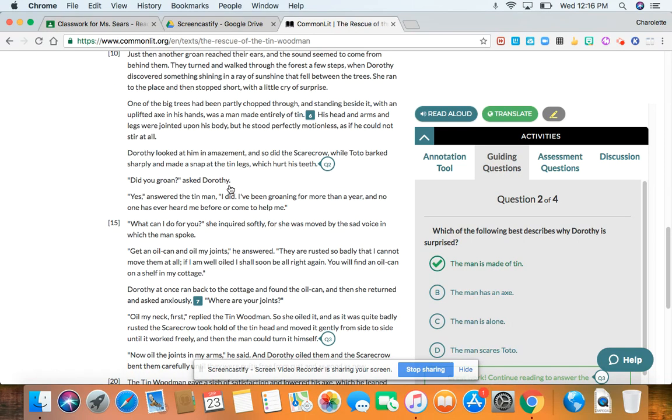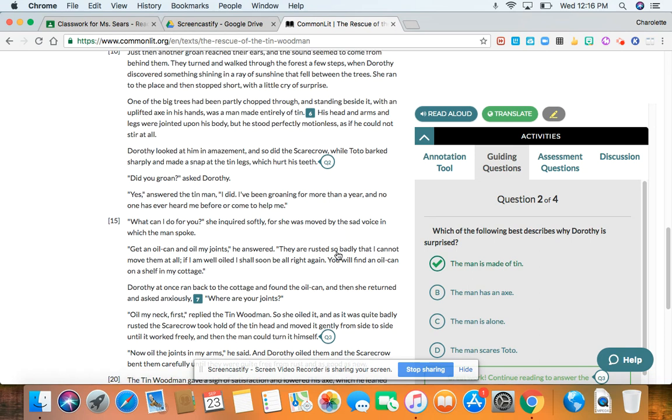Here we go. "Did you groan?" asked Dorothy. "Yes," answered the Tin Man. "I did. I've been groaning for more than a year, and no one has ever heard me before or come to help me." "Well, what can I do for you?" she inquired softly, for she was moved by the sad voice in which the man spoke. "Get an oil can and oil my joints," he answered. "They are rusted so badly, I cannot move them at all. If I am well oiled, I shall soon be all right again. You'll find an oil can on a shelf in my cottage."